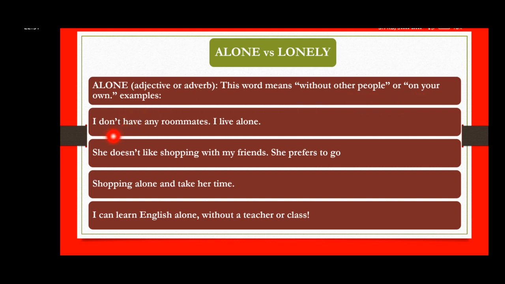Example, I don't have any roommate, I live alone. She doesn't like shopping with her friends and she prefers to go shopping alone and take her time. I can learn English alone without a teacher or class. So these all are examples of alone.